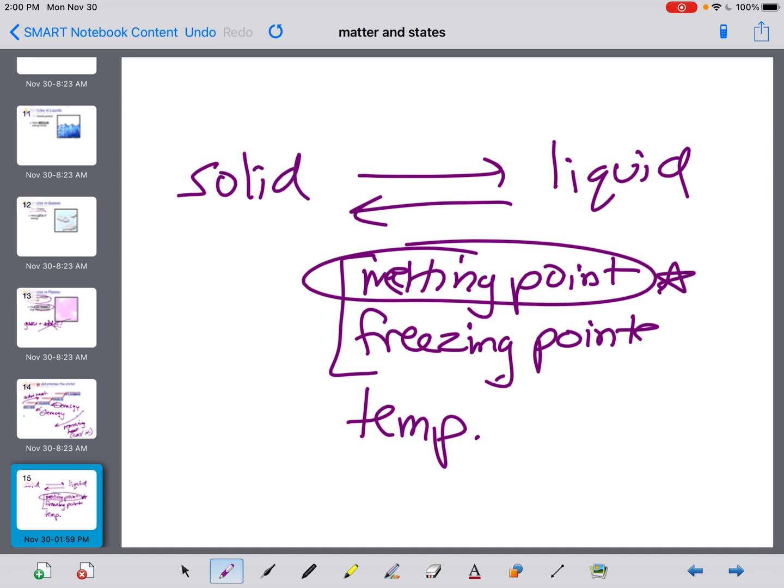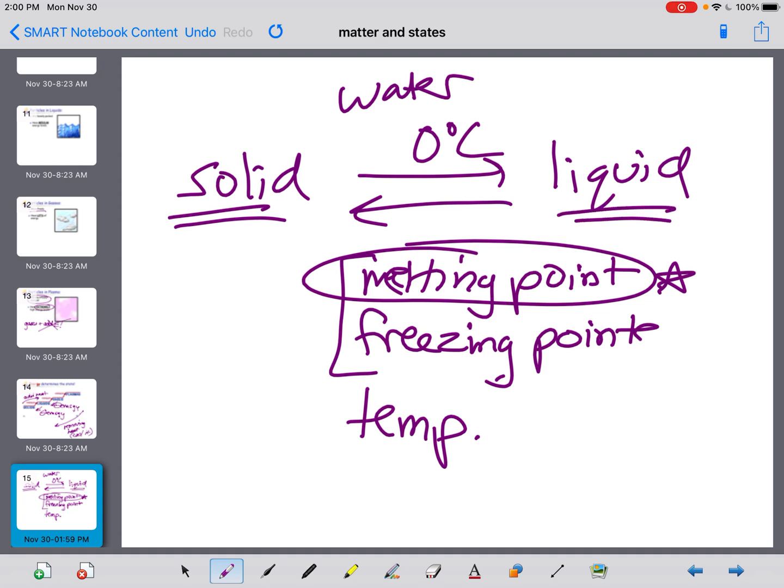So this temperature essentially will indicate what type of state of matter you have. So for example, for water, this is 0 degrees Celsius. That means if we are below 0 degrees Celsius, we have a solid. And if we're higher than 0 degrees Celsius, we have a liquid, right?